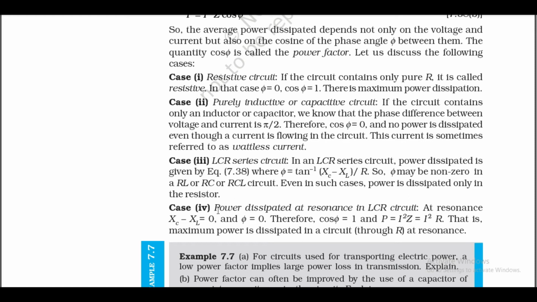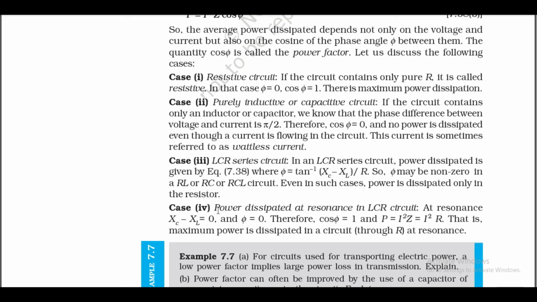Case 2. Purely inductive or capacitive circuit. If the circuit contains only an inductor or capacitor, we know that the phase difference between voltage and current is π by 2. Therefore, cos φ is equal to 0 and no power is dissipated. Even though a current is flowing in the circuit, the current is sometimes referred to as wattless current.